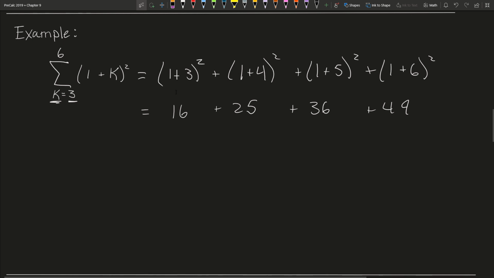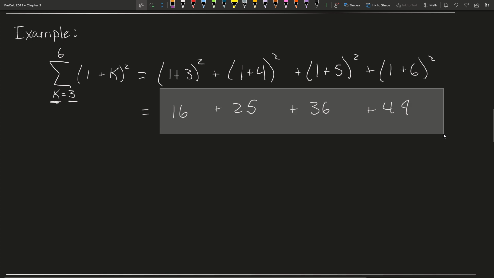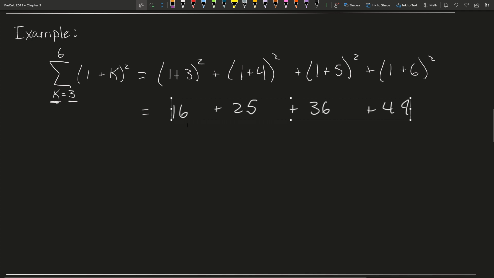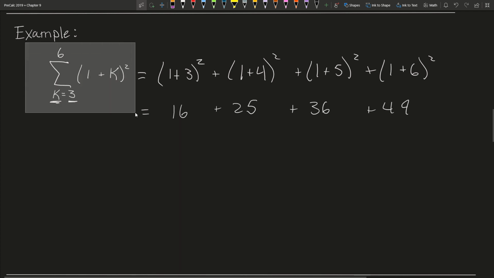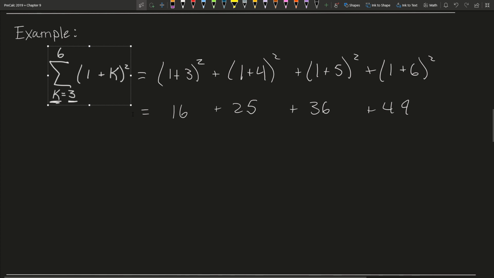Now on your homework tonight, what you're going to be given is this in this highlighted box. Okay, you're going to be given a sequence or a sum of different terms, and you'd have to find this sigma notation. Okay, and we'll go over examples of that. But first, we need to be able to work forward.